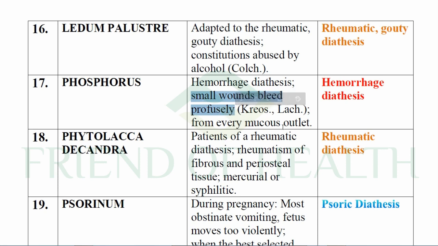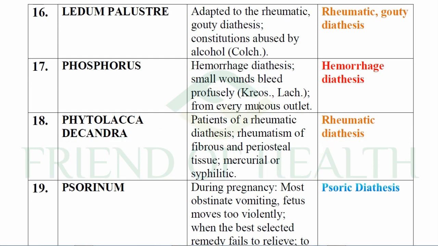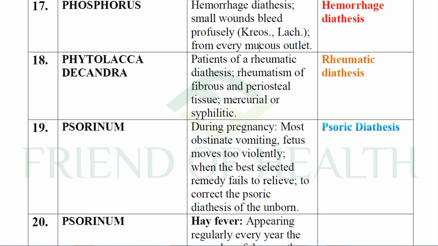Small wounds bleed profusely. So hemorrhagic diathesis, one of the important symptoms, creosotum, lachesis and phosphorus, from every mucous outlet, and like we saw in Crotalus auridus, like every mucous outlet or every orifice of the body.